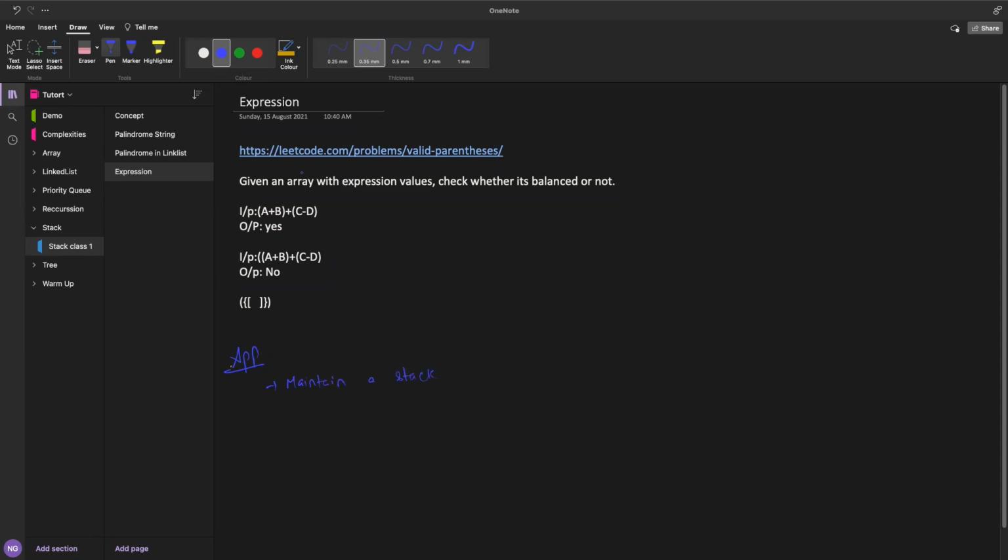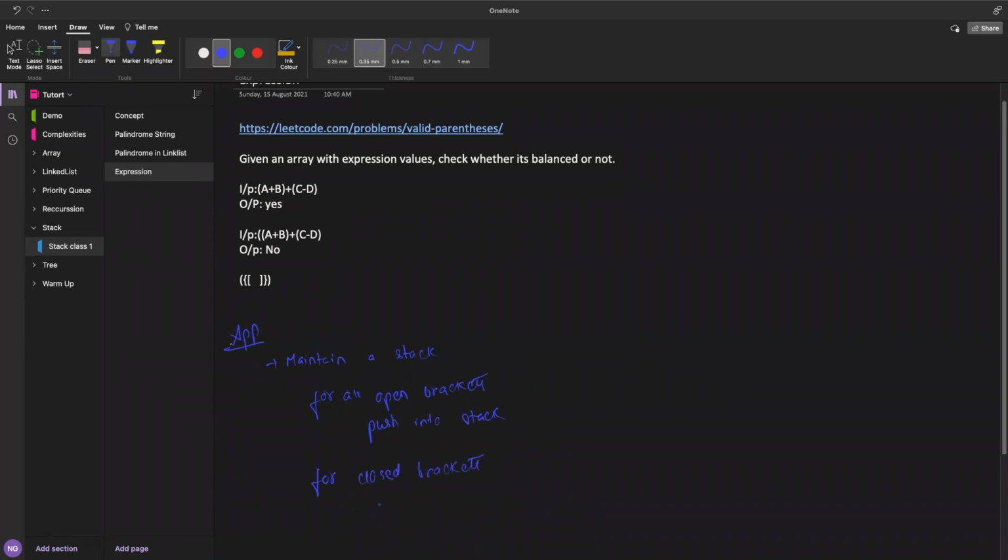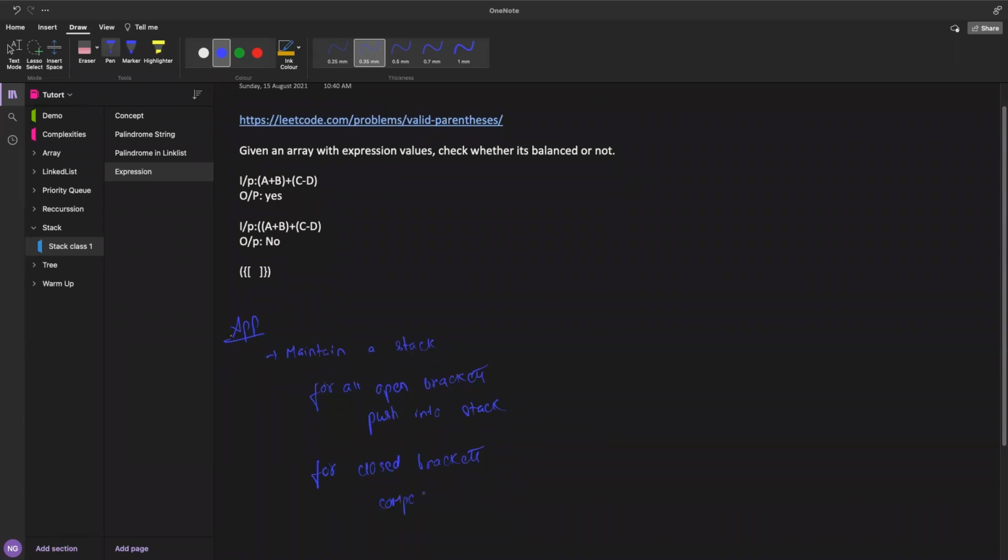Okay. We maintain a stack. We start traversing the string. So for all open brackets, we put them into the stack. We push into the stack. Okay. And for close brackets, compare with the top of the stack.